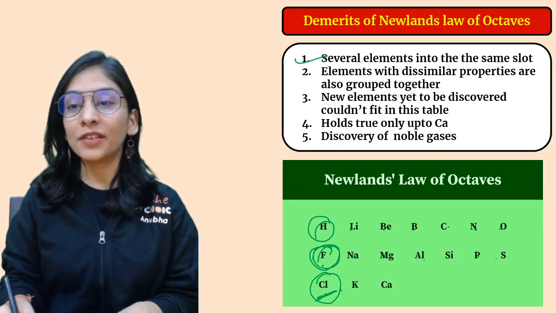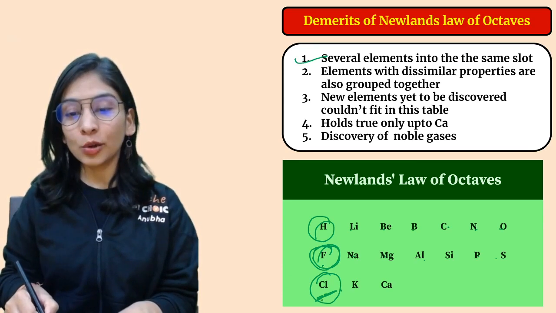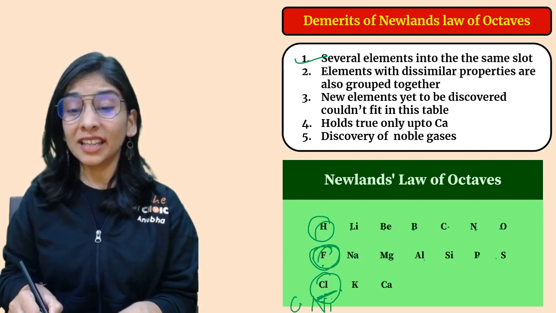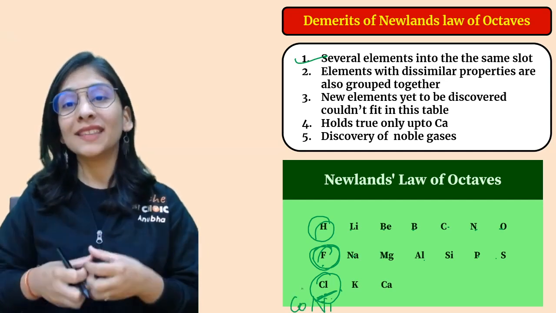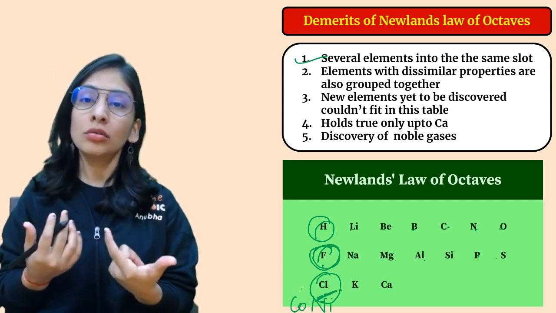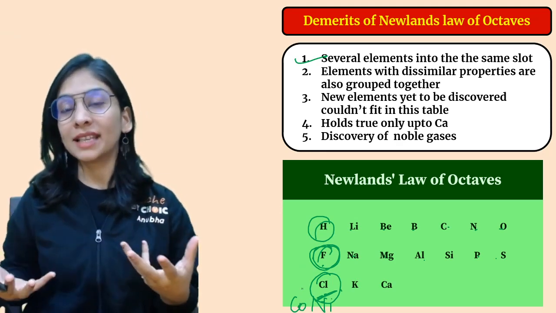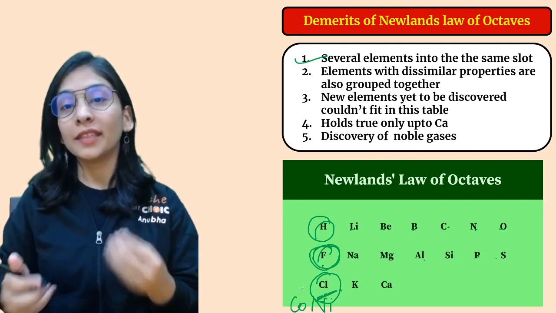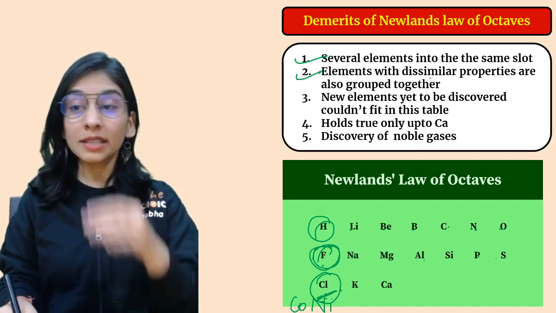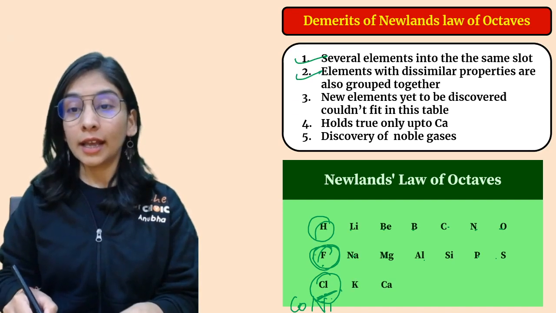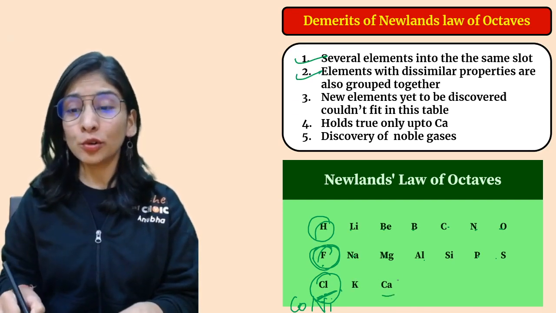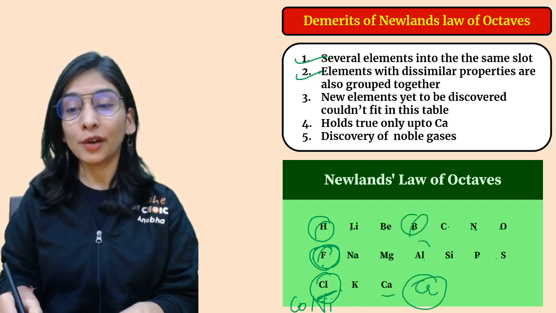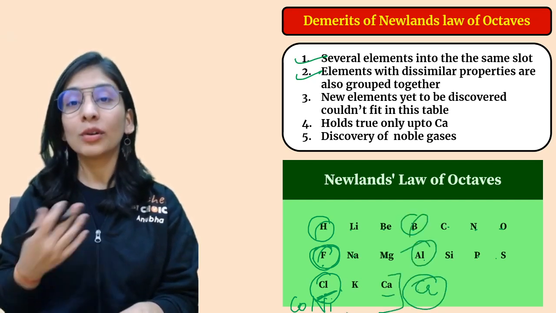Drawbacks were so many that we had to not consider the law and move on. The very first one: several elements in the same slot. After chlorine, nickel and cobalt were grouped together at the same slot. How come two elements are written at the same slot? It doesn't make sense, because two different elements with two different masses have two different properties. Elements with dissimilar properties are also grouped together. When I talk about how it worked up to calcium, here there were chromium and others that were not at all following the property of the same group. So it was valid only up to calcium.